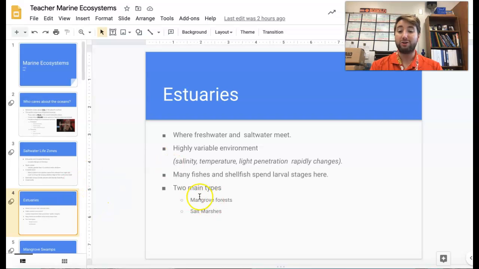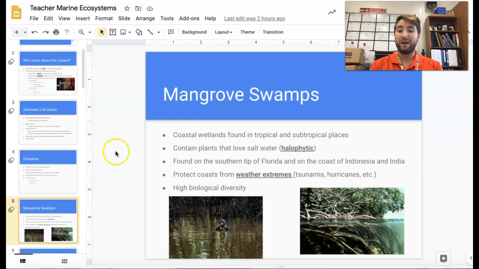There are two main types: mangrove forests and salt marshes. Salt marshes you're relatively familiar with because you've probably been to the coast before and seen the brackish water or the salt marshes. So let's talk about mangrove swamps or mangrove forests. They're basically coastal wetlands, kind of like giant forests. This picture shows a mangrove swamp, and they're on the coast, and they protect from weather extremes, like tsunamis and hurricanes.